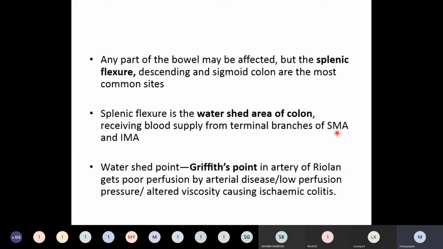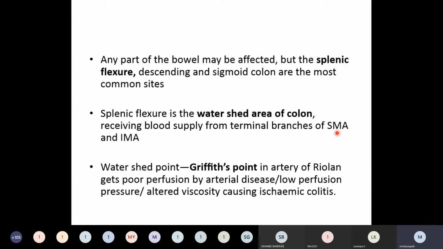The other parts of the colon seen after the splenic flexure are the descending colon and sigmoid colon, respectively. They are the other most common sites. So most of the time, 80 to 90%, it is commonly seen in the splenic flexure. So this is about the colon.